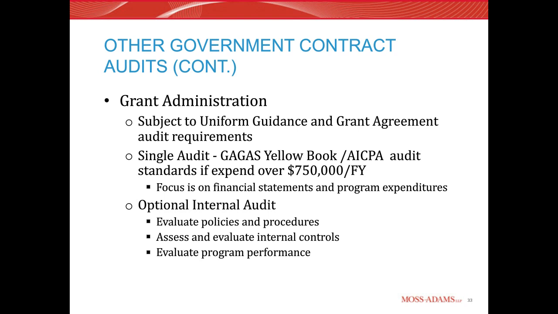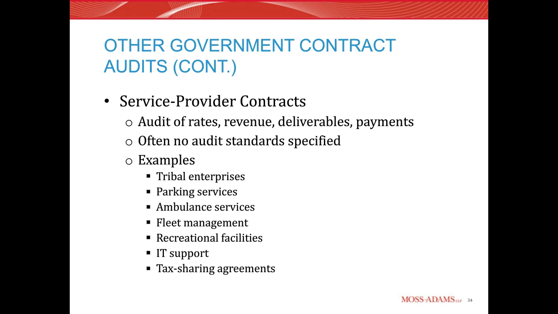And then we have sort of a catch-all category. So this could be private, could be anybody. Service provider contracts, where a private party or a jurisdiction is doing business with somebody. You have basically an audit of everything that we talked about before. It could be rates, revenue, deliverables base, payment base. Typically, there's no audit standards specified, but as I mentioned before, it's important to get an audit clause in there if you want the ability to audit and to also try to define what level, so there's no disagreement over how detailed the audit needs to be between the two parties.